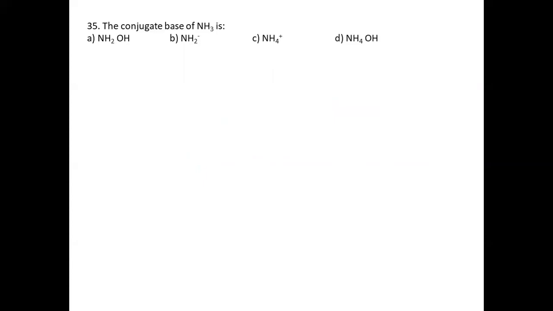Then 35. The conjugate base of NH3 is. We know that a conjugate base and its acid differ by only one proton. So a conjugate base has one proton less than the acid. So if you remove one hydrogen from NH3, it gives NH2 minus. That is option B.